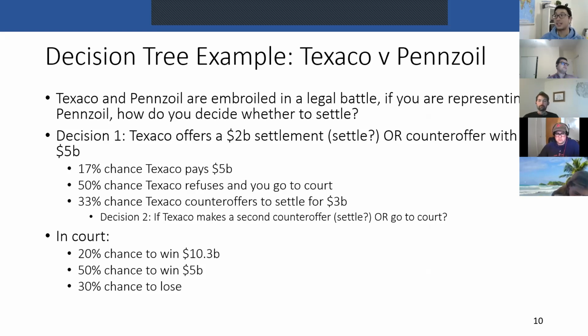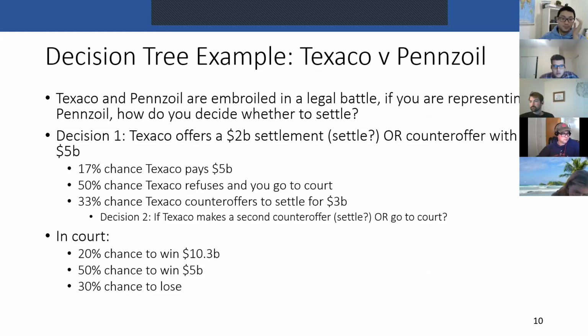And then there's a second decision to make here, which is, okay, if they make that second counteroffer, should I take it or should I go to court? And in both of those cases, if you do end up going to court, you have a 20% chance to win $10 billion, a 50% chance to win $5 billion, and a 30% chance to lose, in which case you make no money at all.